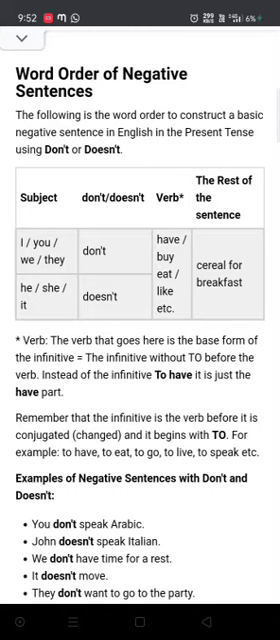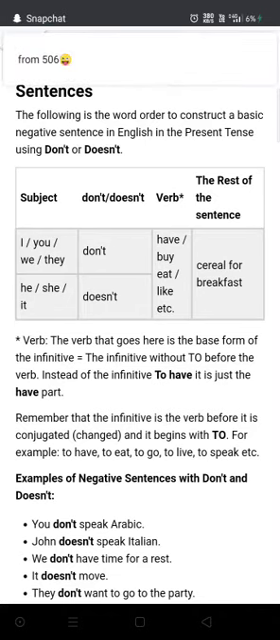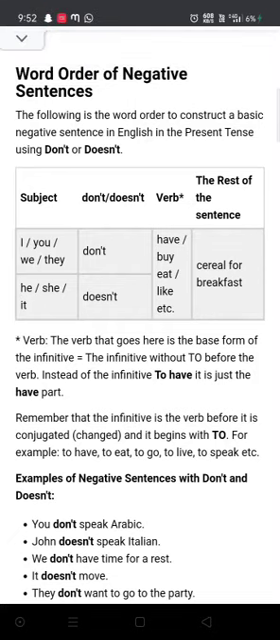So first person is the speaker, second person is the listener, and third person is someone about whom we are talking. Whenever you are saying a sentence in first or second person, then we use don't. Then there's the verb's first form and the rest of the sentence. And if there's a third person, then we use doesn't, the first form of the verb and the rest of the sentence.